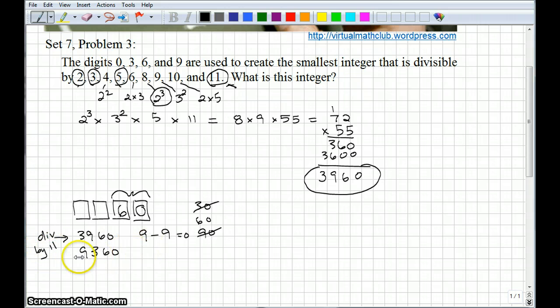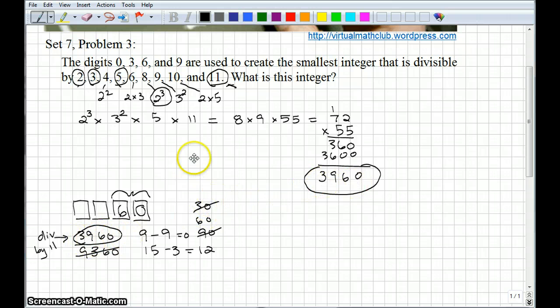So I know this one is divisible by 11. Okay? If I do the same thing here, if I take 9 plus 6, I get 15. And if I subtract 3 plus 0, that's 3. But that just gives me 12, which is not divisible by 11. So this number here is not divisible by 11. So really, my only option is this number, 3960, which actually matches this.